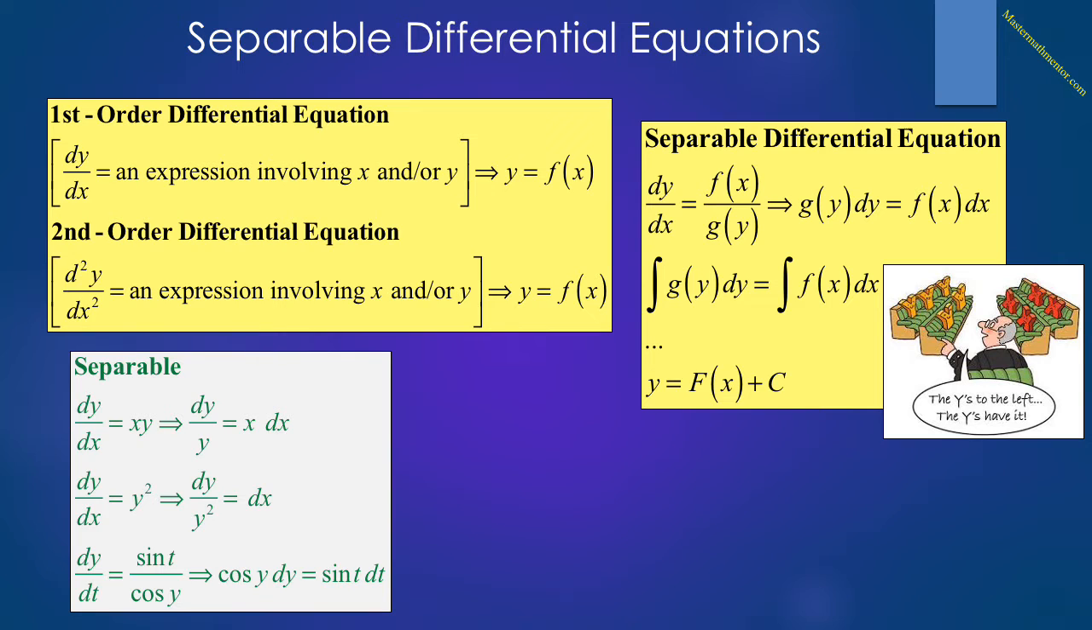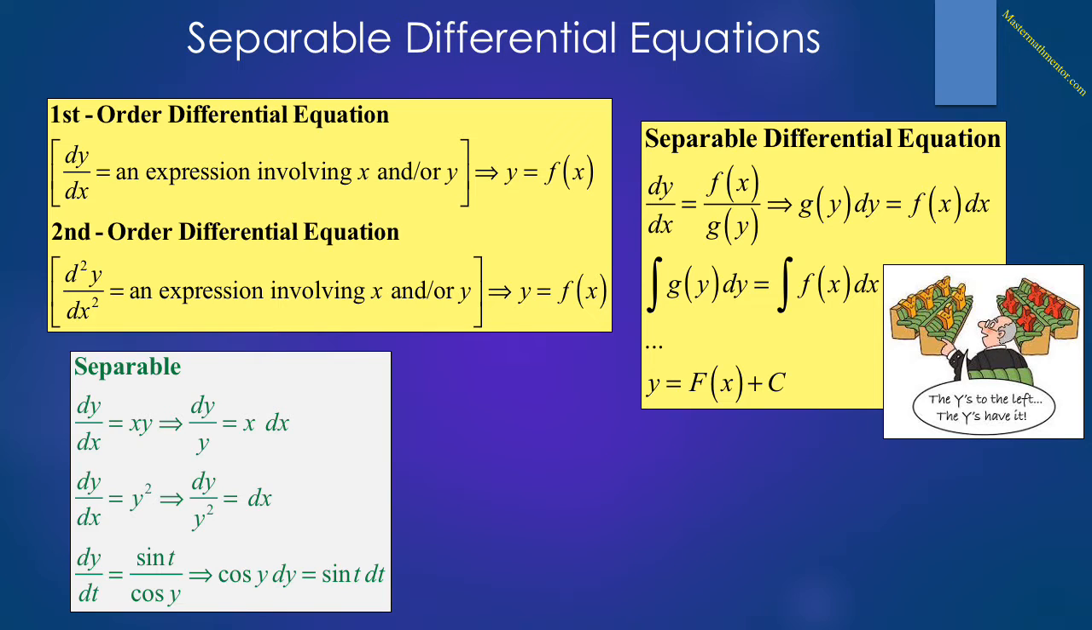Here are some examples of separable differential equations. dy dx is equal to xy. We can write this as dy over y is equal to x dx, and we're separated. Y is on one side, x is on the other.